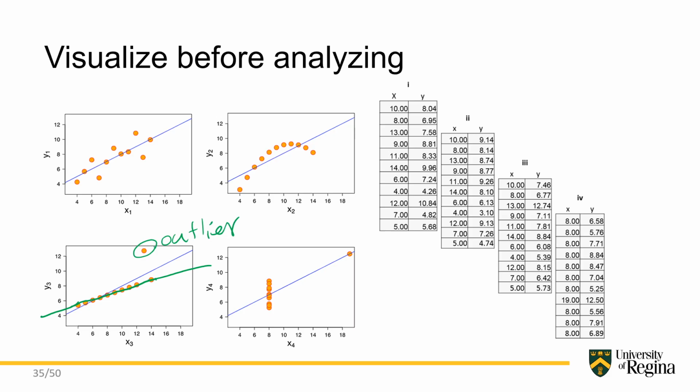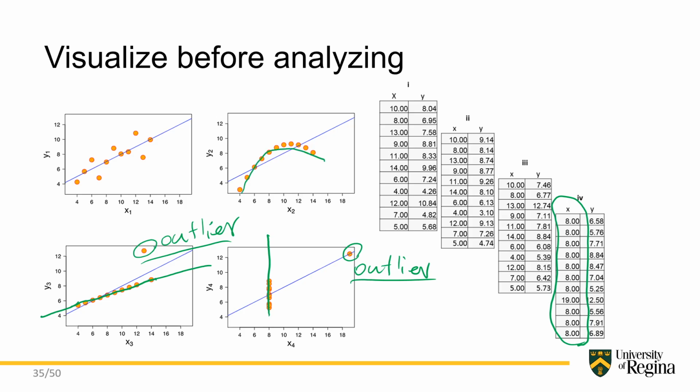And this is exactly the same case here. There is an outlier here. And look at this. Most of the X here is just 8 with different Y's. And that is an outlier. This is an outlier. This is another shape.